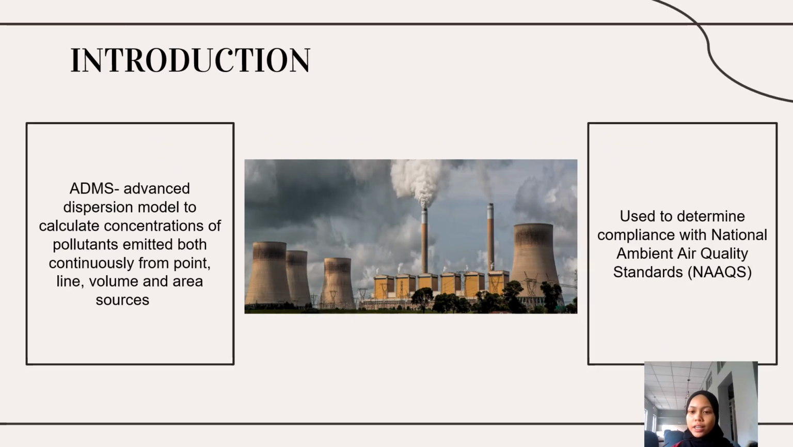So what is actually air dispersion modeling, or we can call it ADMS? It's actually an advanced dispersion model to calculate the concentration of pollutants emitted continuously from point, line, volume, and area sources. So it needs to be calculated to make sure that the concentration of the pollutants emitted complies with the National Ambient Air Quality Standards, or NAAQS.